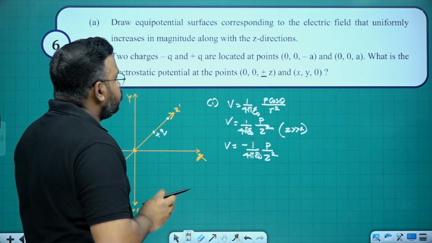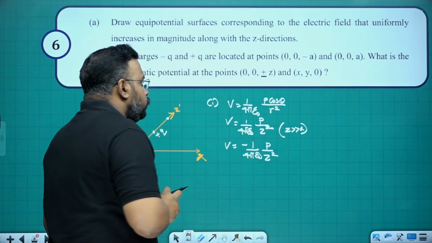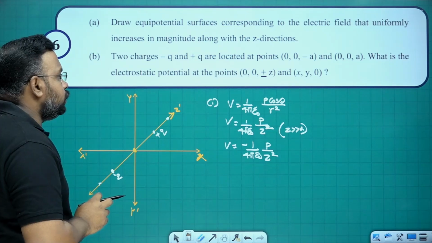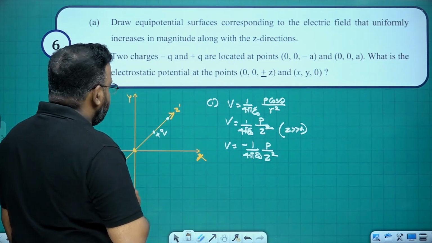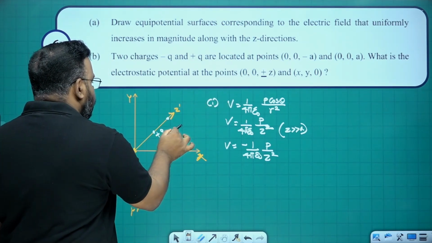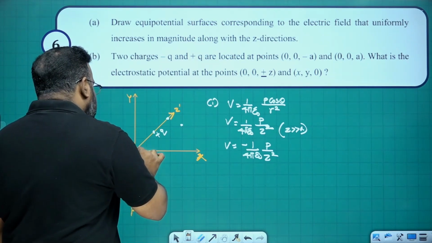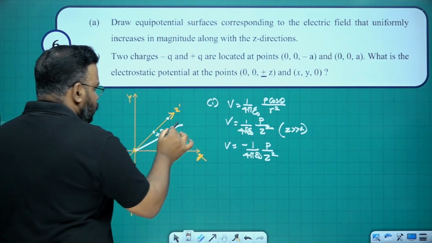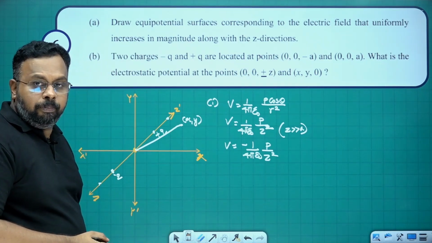And what is the other thing? At points x comma y comma 0. So x comma y comma 0 means z coordinate is what? 0. Z coordinate is 0 and the point's x coordinate is x. So it is in xy plane, at some distance. I'm just taking that point over here from the center. So this is x comma y. It is in xy plane.